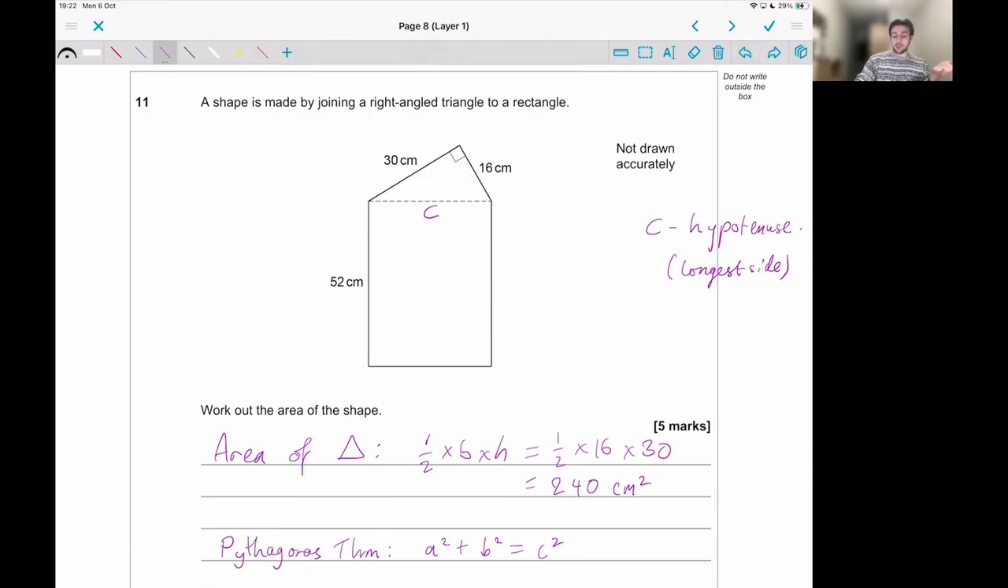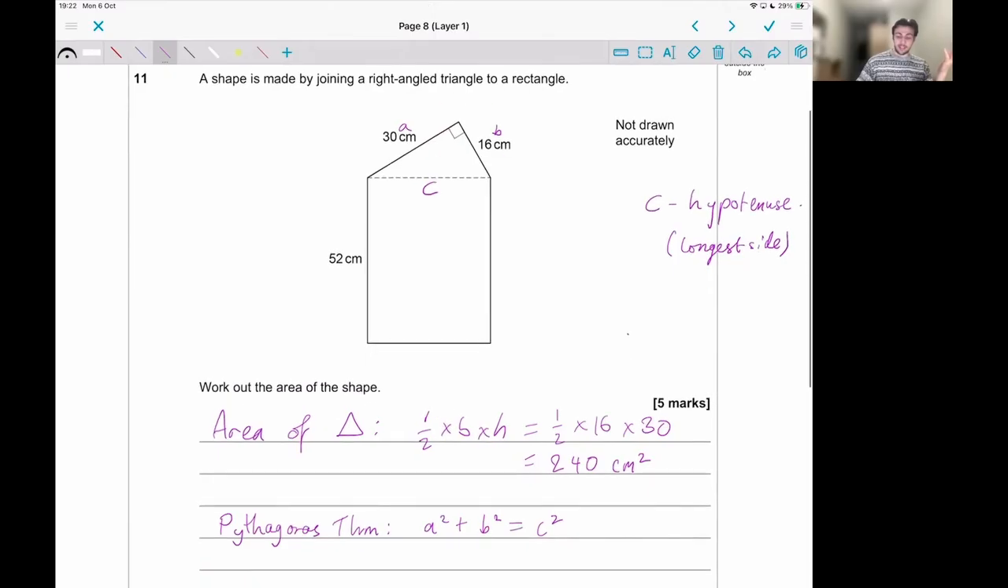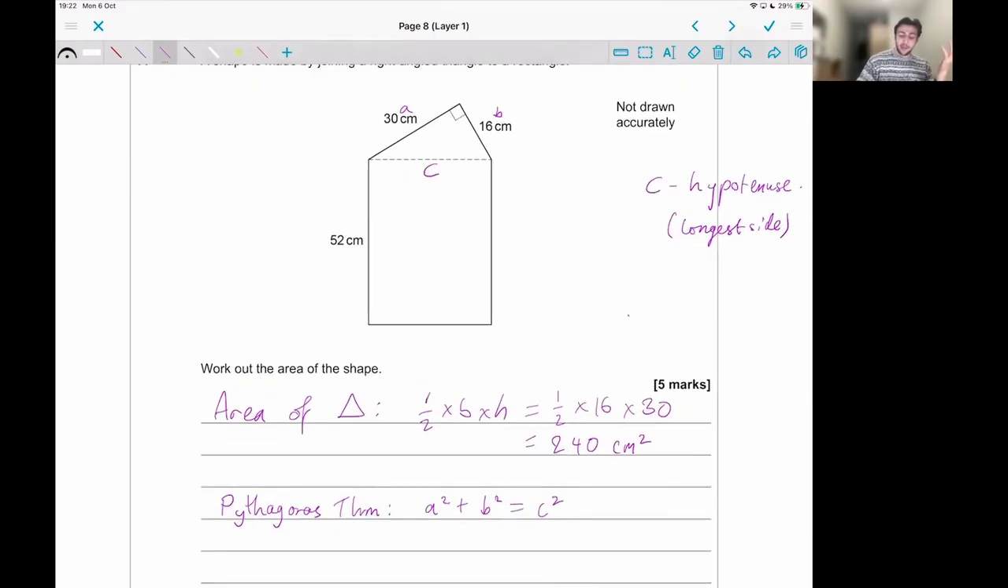That's why I decided to label this side C, because these sides are shorter than this side. We know that this is the hypotenuse. So I've labeled it C, which means I can choose this as A and this as B, or the other way around. It doesn't really matter. So we know that 16 squared plus 30 squared is C squared. We're going to type that into our calculator. 16 squared plus 30 squared. We're going to get 1,156 is C squared.